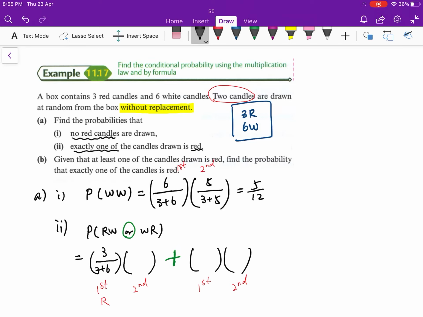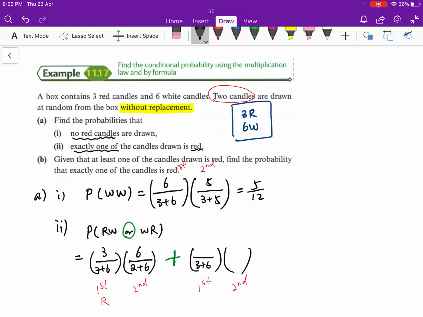So red probability will be 3 out of 3 plus 6. After you take out one of the red, the red only has 2 left, okay? So 2 plus 6 will be your denominator. Then the numerator is 2, okay? The numerator is about the white. So white is 6, okay?